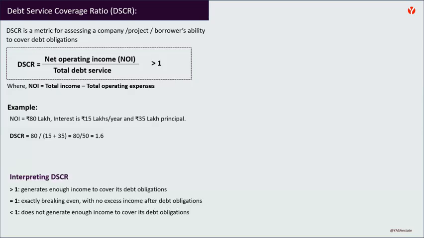A DSCR greater than 1, like the 1.6 we just calculated, means the company is generating enough income to comfortably cover its debt. It is making 60% more income than it needs to meet its debt obligations. In real estate, typically the lender wants to see a DSCR of at least 1.25. This means the property has a buffer of 25% above its debt obligations. For riskier sectors like industrial properties or hotels, DSCR may range from 1.3 to 1.5.